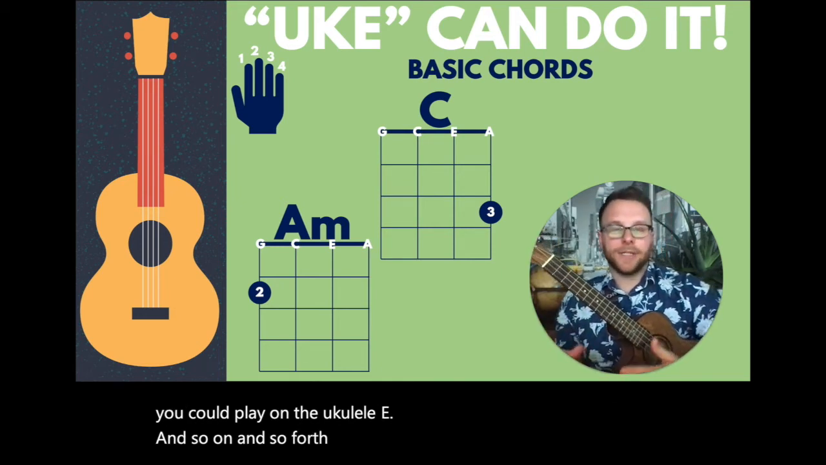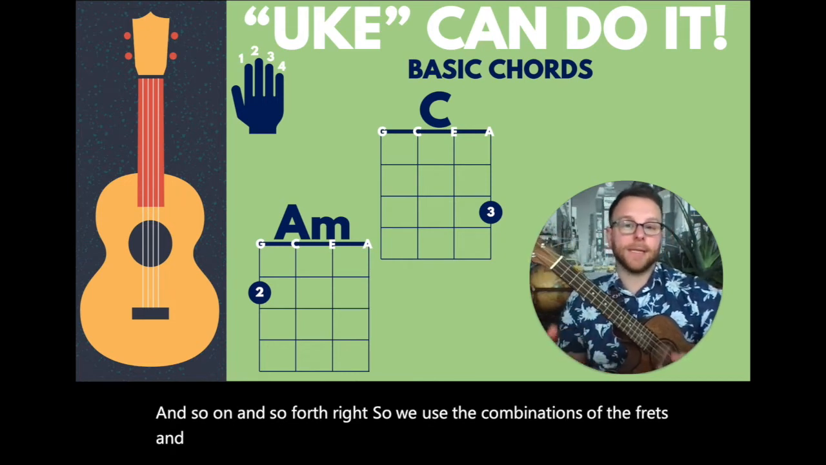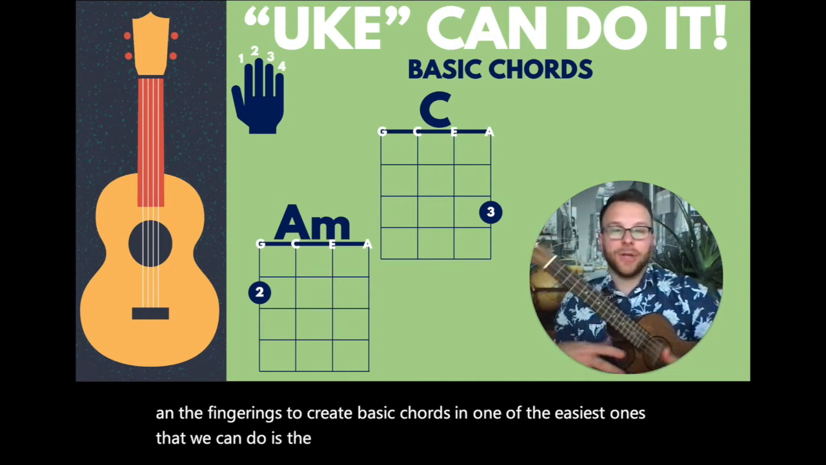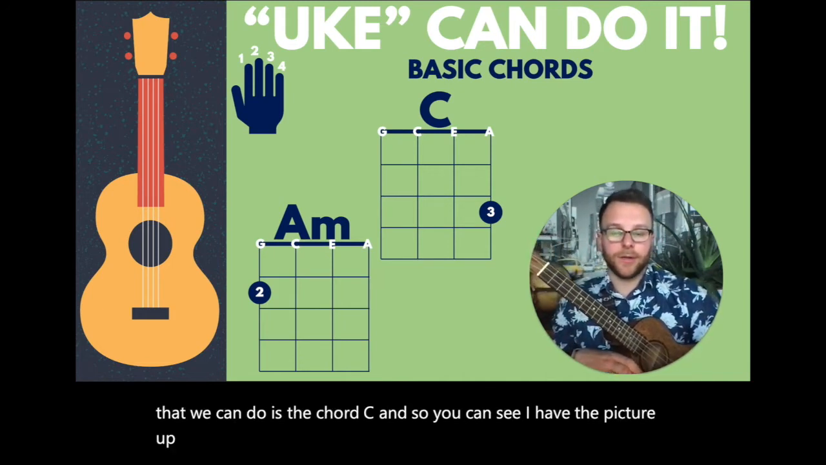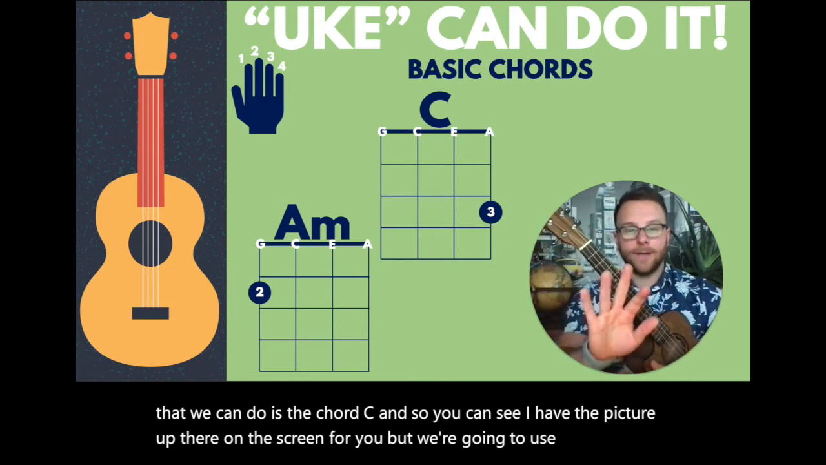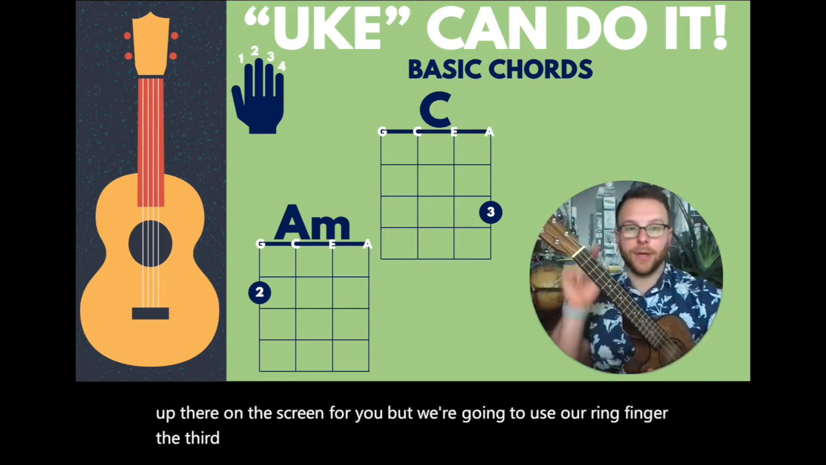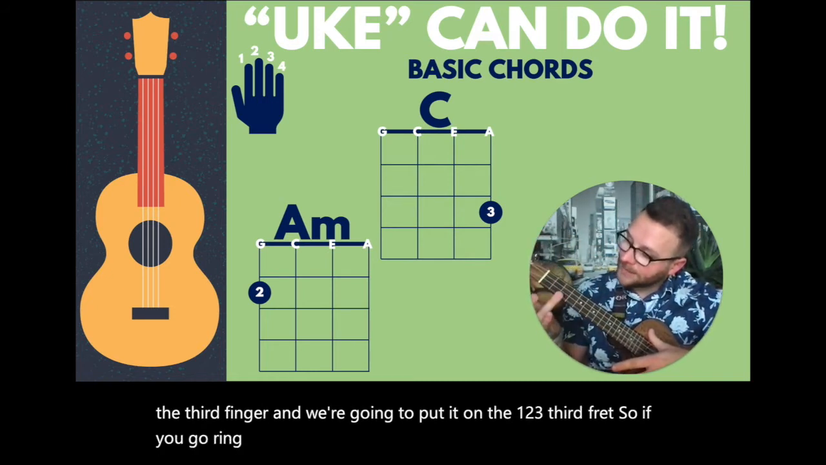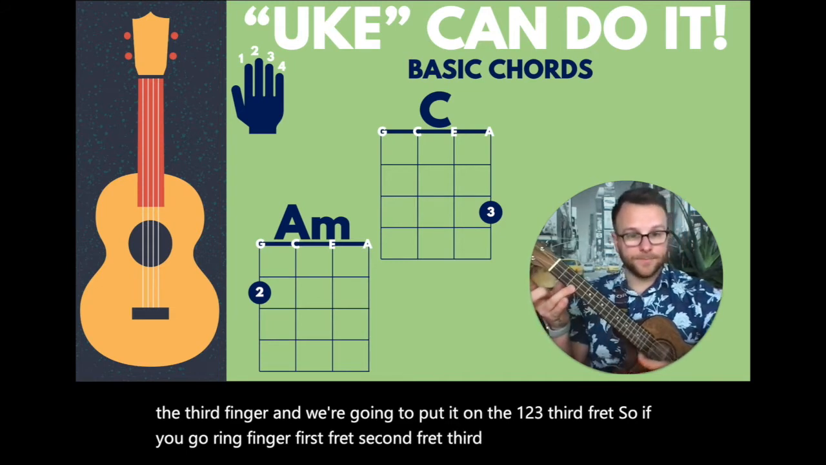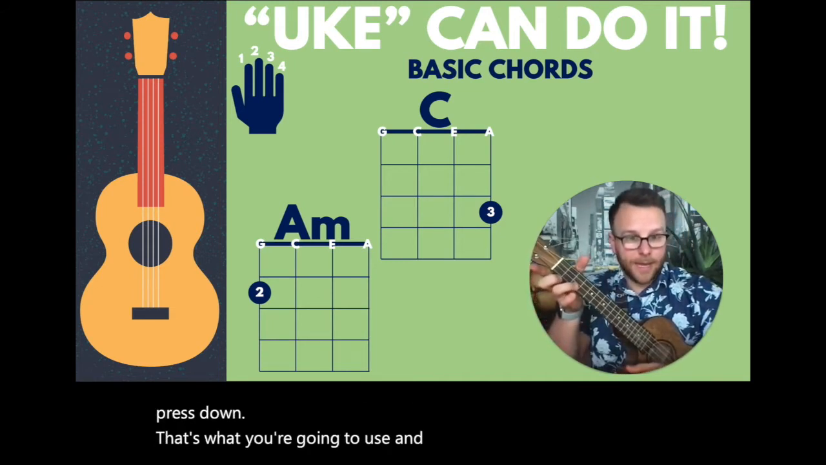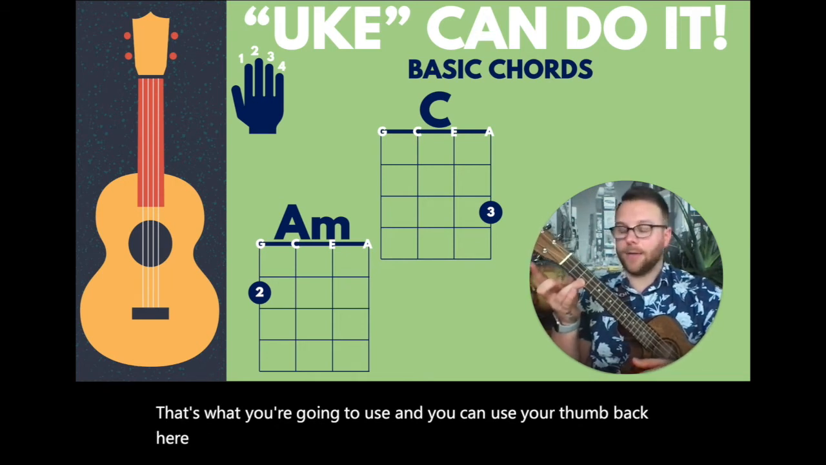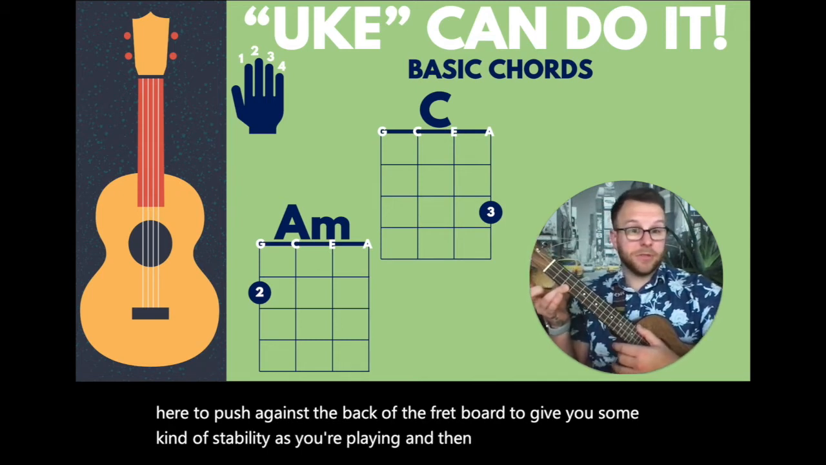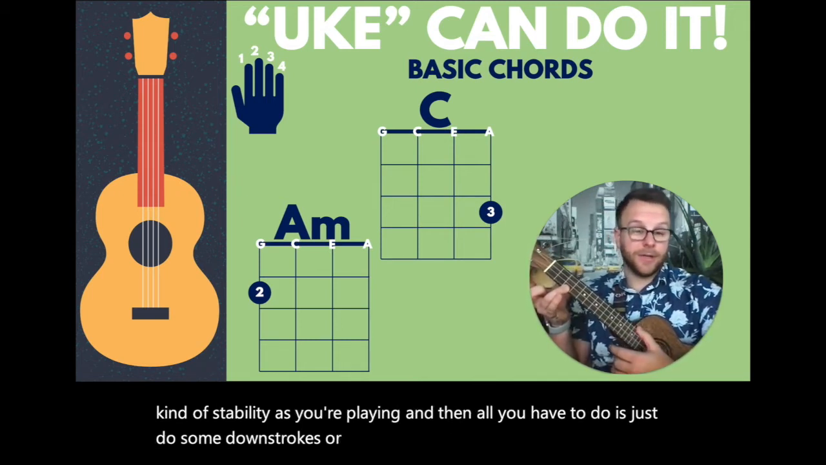So we use the combinations of the frets and the fingerings to create basic chords. And one of the easiest ones that we can do is the chord C. And so you can see I have the picture up there on the screen for you, but we're going to use our ring finger, the third finger, and we're going to put it on the 1, 2, 3, third fret. So if you go ring finger, first fret, second fret, third fret, and press down, that's what you're going to use. And you can use your thumb back here to push against the back of the fretboard to give you some kind of stability as you're playing. And then all you have to do is just do some downstrokes or downstrums on your ukulele, and you're playing a chord.